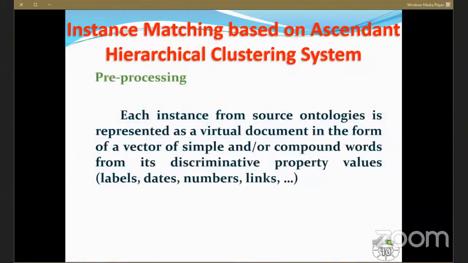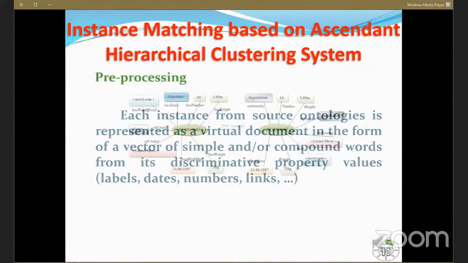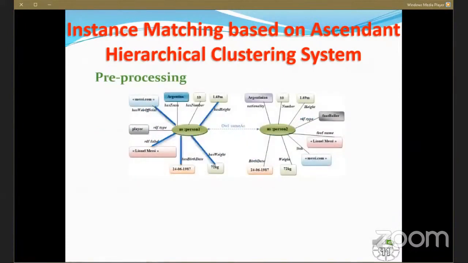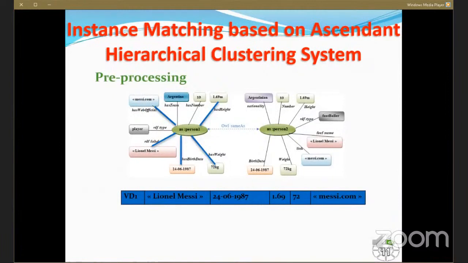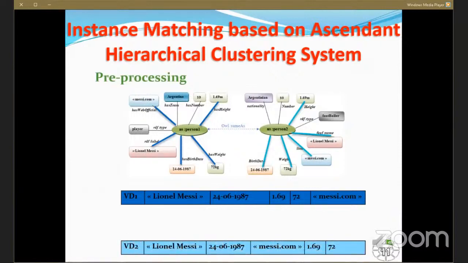Now we will describe each step of our approach in detail. So, in the pre-processing step, we use the discriminative properties such as labels, dates, numbers, links, etc. to construct virtual documents for each instance. For example, if the following properties are specified as discriminative properties for the first instance, it will be represented by the following virtual document. The same thing for the second instance. So after specifying its discriminative properties, it will be represented by the following virtual document. And the similarity between both instances will be simply computed as the distance between their virtual documents.